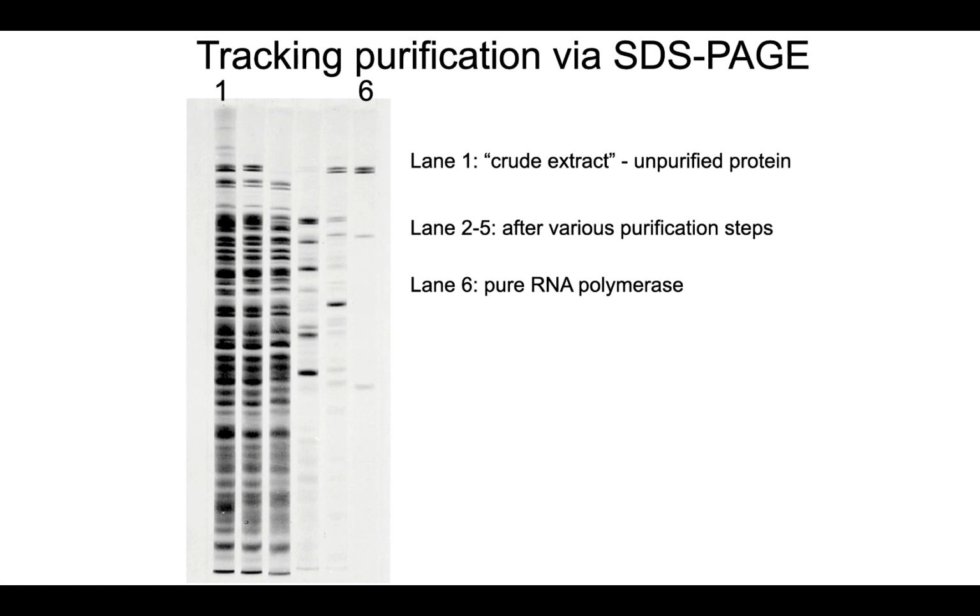So if we were to run various fractions through an SDS-PAGE gel as we are purifying them, lane 1 would be the crude extract, lanes 2, 3, 4, and 5 would be various other steps of purification, and lane 6 then is our pure RNA polymerase. What we can see is 4 bands, which means what we get from this data is that RNA polymerase is a protein made of 4 subunits. And we've got a pretty pure sample of that.